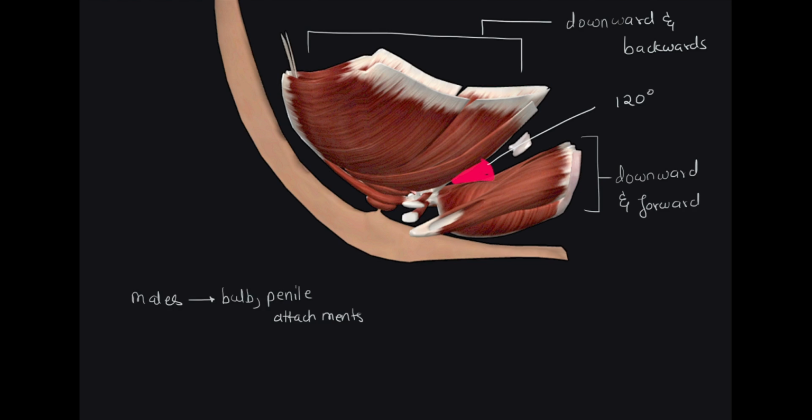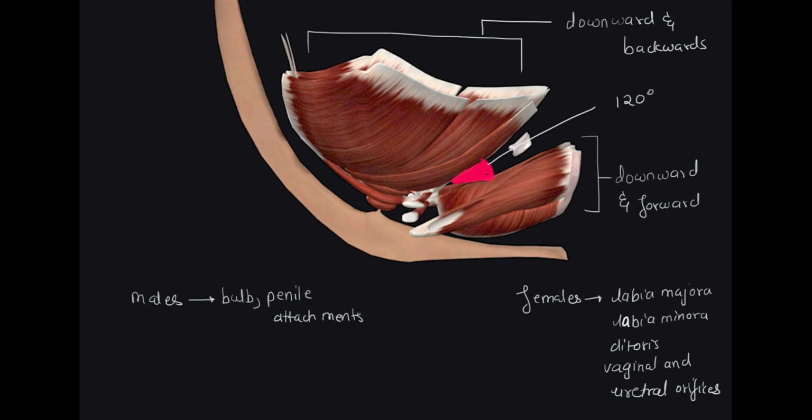In males, there is an extension of this entire structure into the bulb and the penile attachments, and for females, there are attachments to the labia majora, the labia minora, the clitoris, the vagina, and the urethral orifices. Another thing that I would like to add is that there are borders or limits, deep limits and superficial limits. The deep limit is basically the pubic diaphragm, and the superficial limit is the skin or the dermis of the abdomen and the inner thigh.